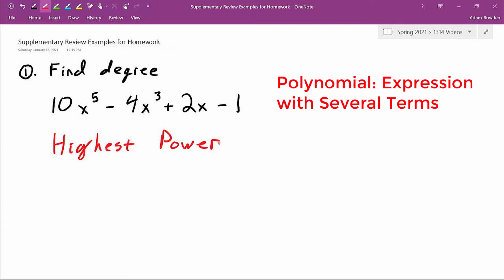It's just a bunch of terms added and subtracted together. So if you want to know what the degree of a polynomial is, you'll look for the highest power, which in this case is 5.